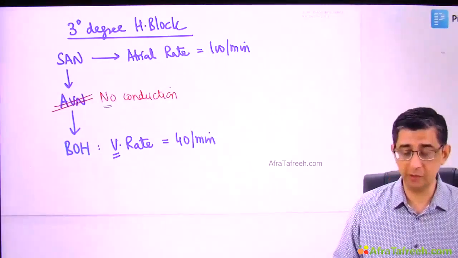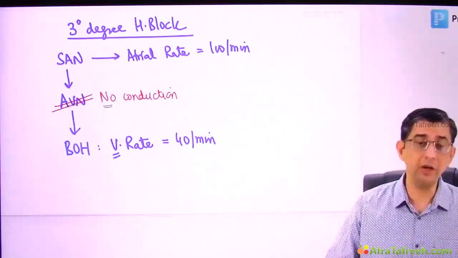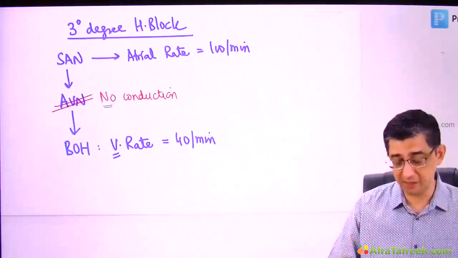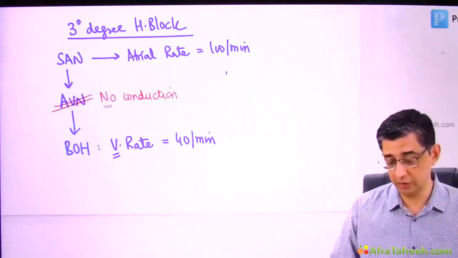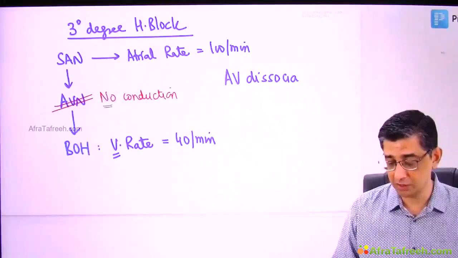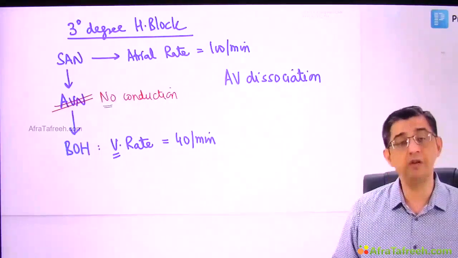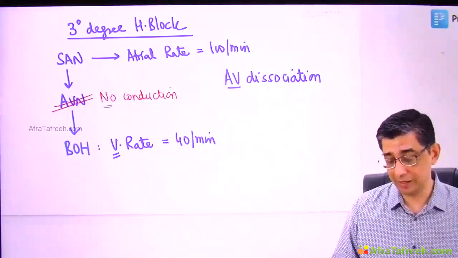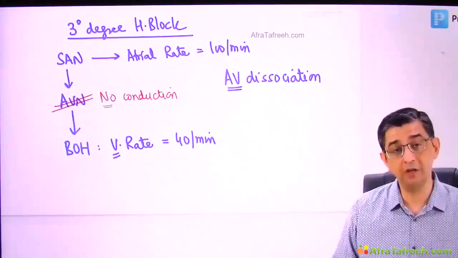Now, if you look at the mathematical association here, the atria are beating about 2.5 times faster as compared to the ventricular rate. So one reason why these patients will be having syncopal episodes is AV dissociation. I have talked about AV dissociation with respect to tachyarrhythmias also. That is going to be ventricular tachycardia.